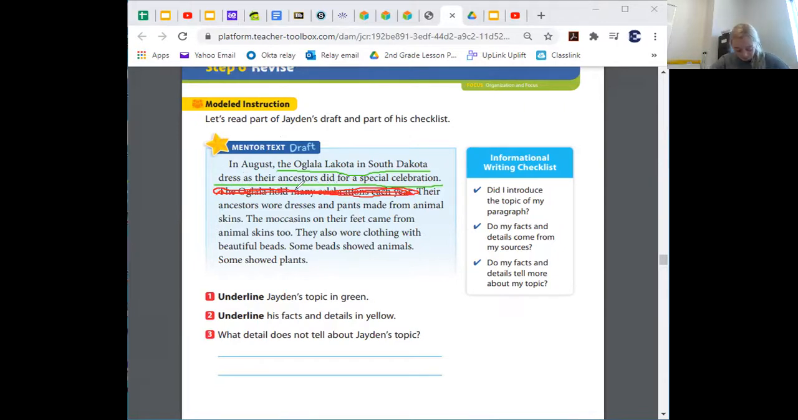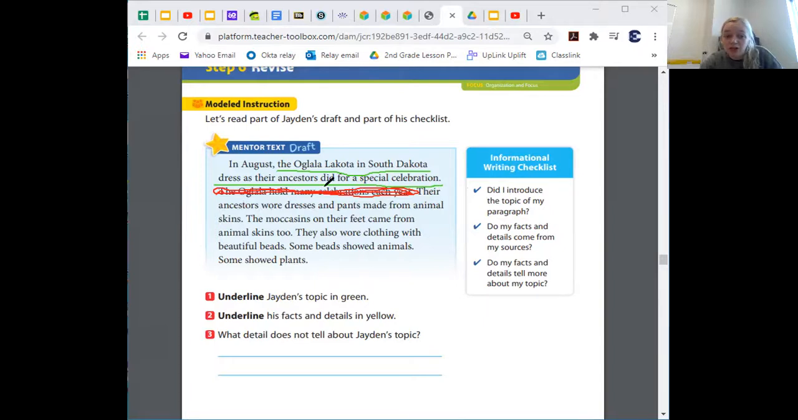Okay. So let's keep reading and see if the next sentence gives us a detail about the topic. If it does, then we will underline it in yellow because step number 2 says underline his facts and details in yellow. Here we go. Our tracking fingers on the word there. Their ancestors wore dresses and pants made from animal skins.